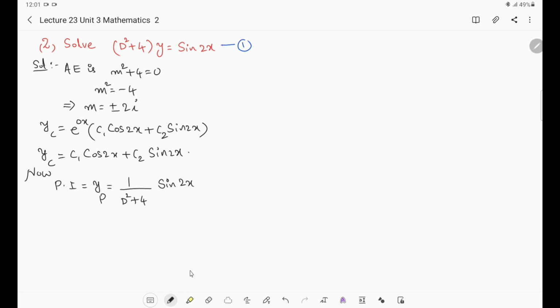Now what do we have to do? See, it is in the form of D square only, so D square should be replaced with minus a square. When we replace D square with minus a square, we get minus 4 here and plus 4 here. So the denominator is becoming 0. Right? The denominator is becoming 0. This is the failure case.